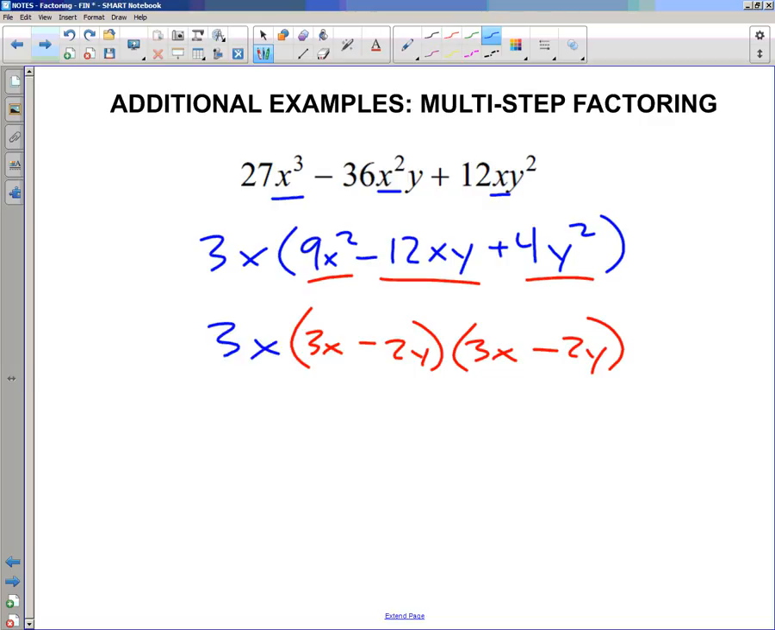So now I'm looking inside my factors to see if there's anything else we can pull out. I don't see anything. So my final answer, I'm going to write as 3x times the quantity 3x minus 2y. And rather than writing it out twice, let's just square that and call it a day.